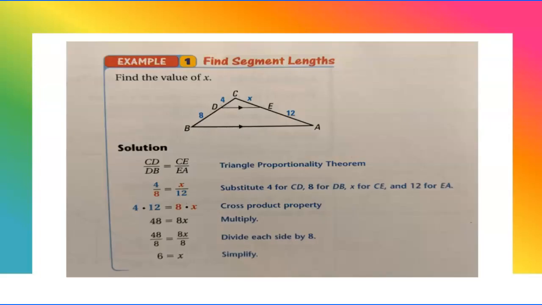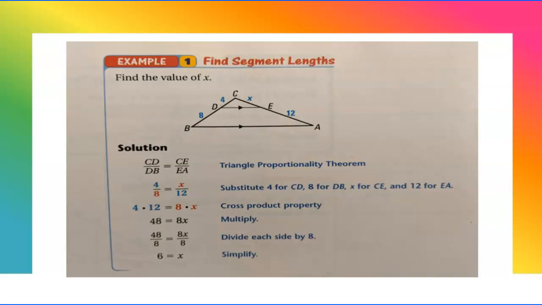Okay, so let's go to example number 1. And this wants you to find the value of x. So you are now in a time in math where you've got to very carefully read the directions. Sometimes they'll ask you for the value of x. Sometimes they'll ask you for a total perimeter. Sometimes they'll ask you for a total side measurement. So you just need to be careful of what they're asking for. Now, we have some given information.